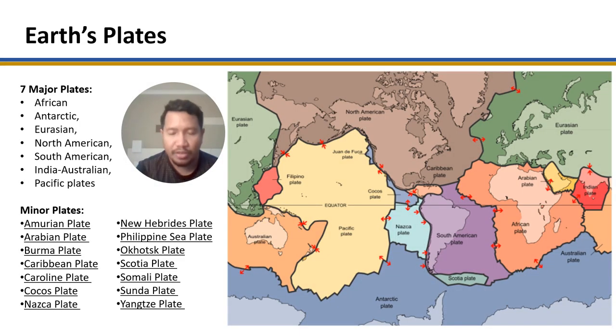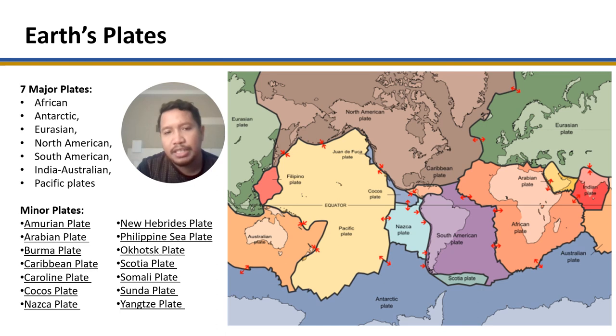There are about seven major plates: Antarctica, the blue region; Africa, the orange region; Eurasia, the green region; North America, the brown region; South America, the purple region; India-Australia, the light orange to red region; and the Pacific plate, the yellow region. We also have minor plates like the Arabian plate, the Philippine Sea plate, the Scotia plate, and many more.